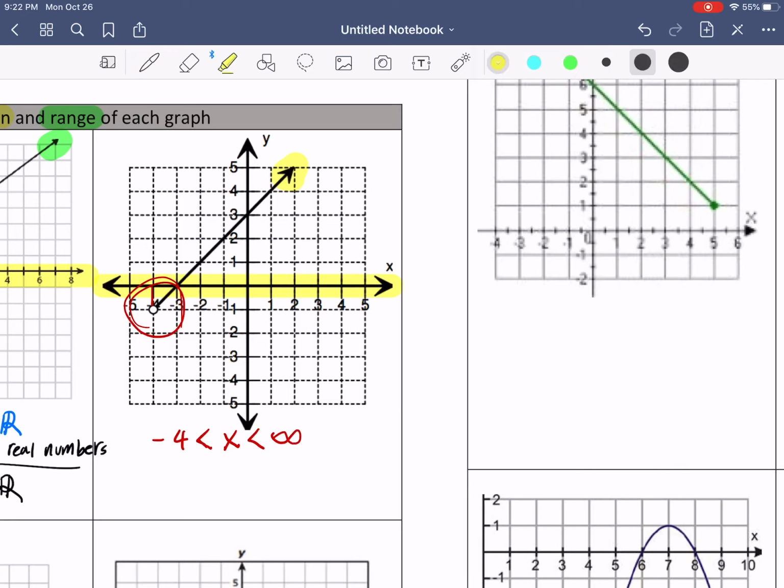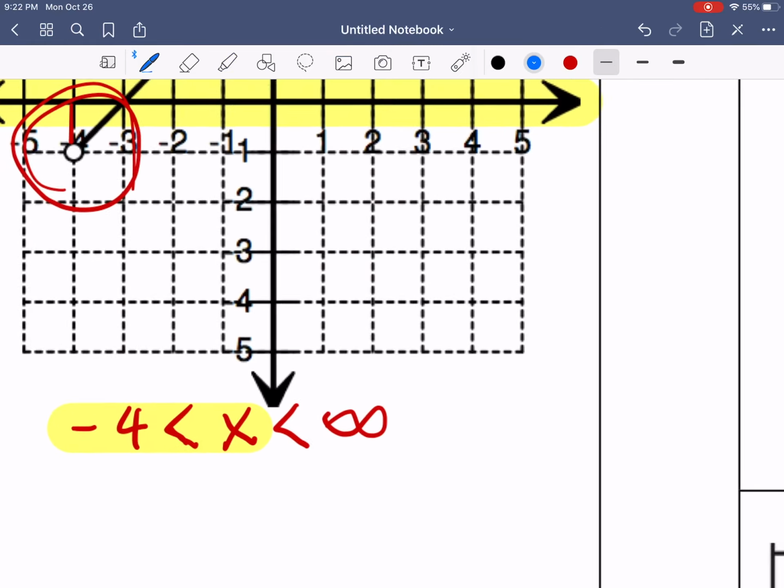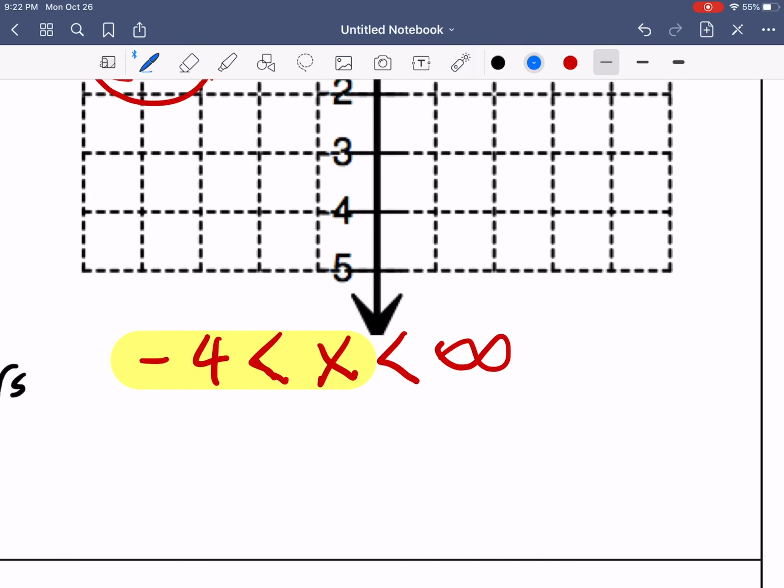But as I said, mathematicians are lazy, so they're gonna write this part. But we also have a problem. We want to make it look nicer, which means we want to write the variable first, like x first. So we're gonna flip it. x is greater than negative 4, like that, okay?